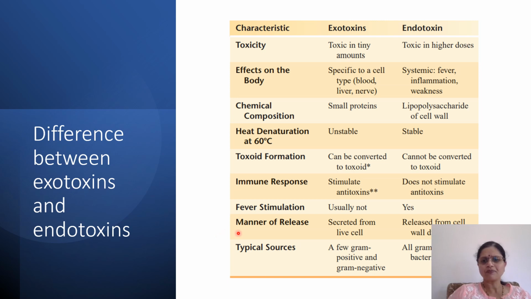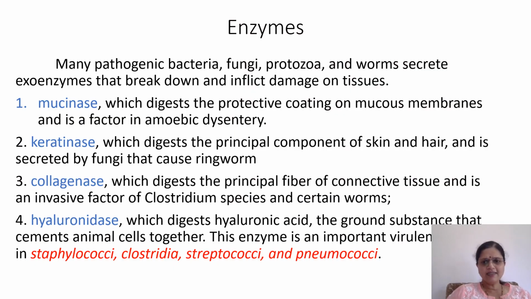And whether they are released or not from the pathogenic cell. So that is what has been seen here. Exotoxins are usually secreted from the live cell, whereas endotoxins are secreted only after the cell dies. And sources: exotoxins are usually released from both gram positive and gram negative organisms, whereas endotoxins are seen only in gram negative bacteria. So the next important virulence factor, which is generally seen in all types of pathogens, are enzymes.